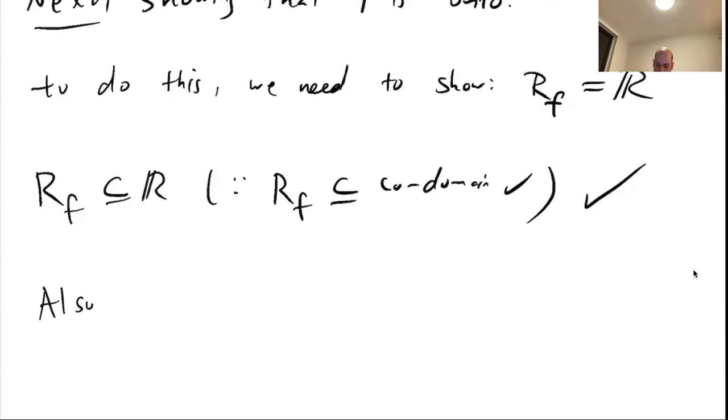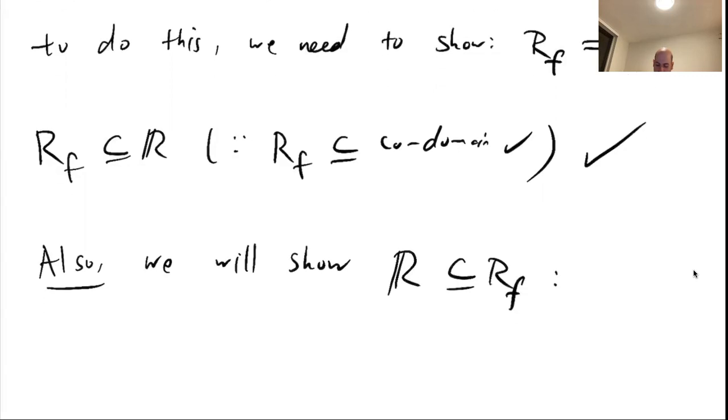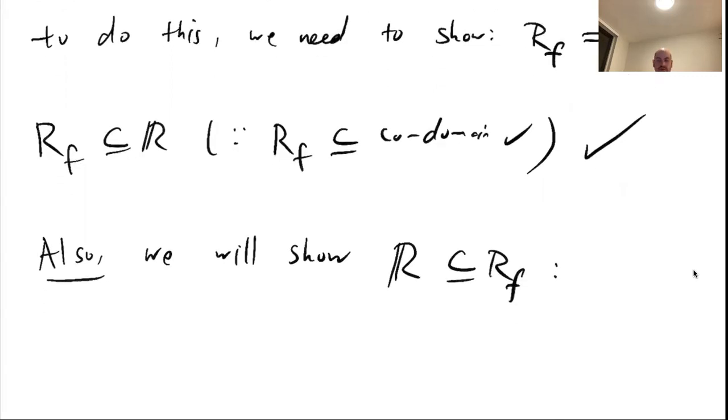Also, we will show that R is a subset of the range of f. This is, like I said, whether the codomain is also a subset of the range. If yes, the function is onto. If no, the function is not onto. So how can I show that R is a subset of the range of f here? By taking elements. Next we'll show this.